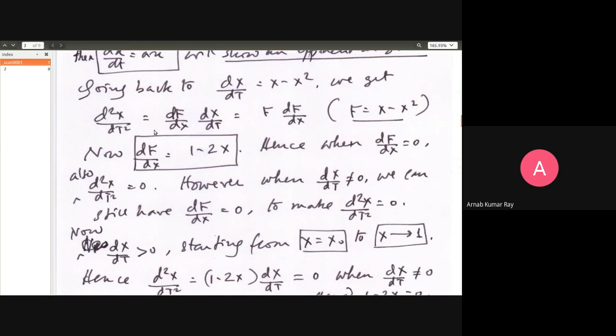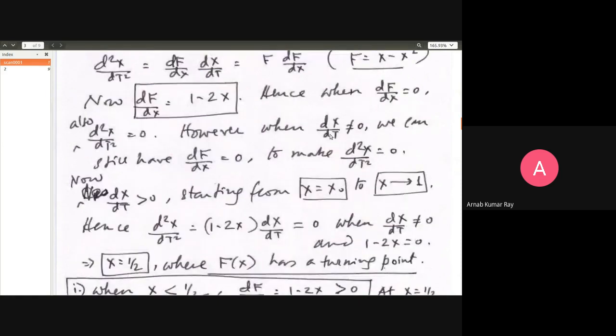We are looking at a condition whereby df/dx is equal to 0, but dx/dt is not equal to 0. When dx/dt is not equal to 0, we can still have df/dx equal to 0, so that d2x/dt squared is equal to 0.